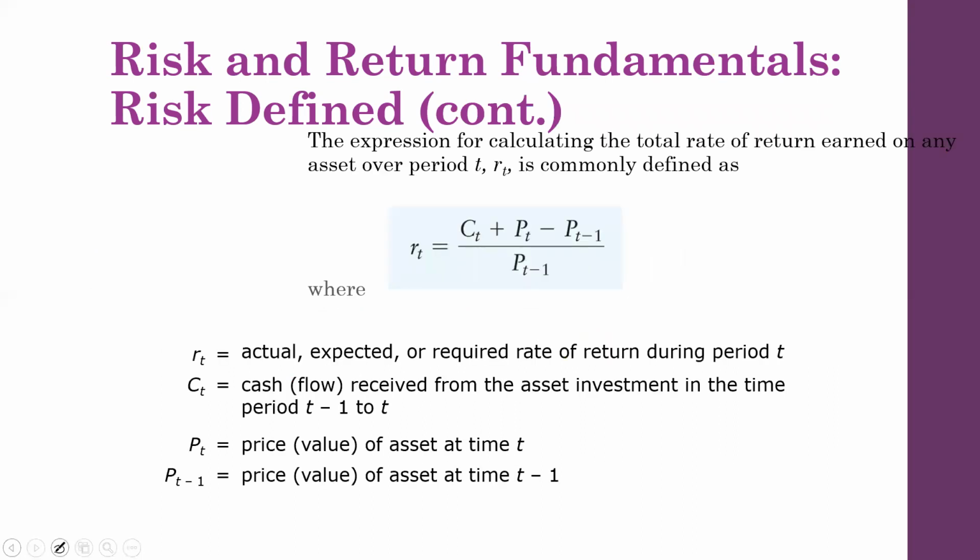Now this text has another formula. Here we see it. It represents the same thing. So CT will represent the cash flow. In this case, a stock, we'll call it dividends, right? That's the cash flow from the investment. RT, well, is the rate of return that we're looking for. The price of the asset at time t minus the price of the asset at the beginning, right?